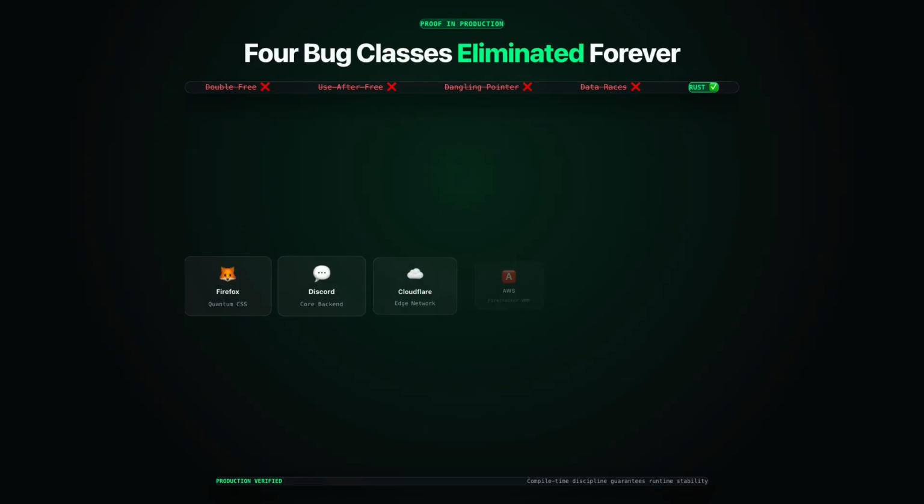These 3 rules eliminate double frees, use after free, dangling pointers and data races at compile time with zero runtime cost. That is why Rust powers Firefox, Discord's backend, Cloudflare's edge network, AWS infrastructure, and even the Linux kernel.